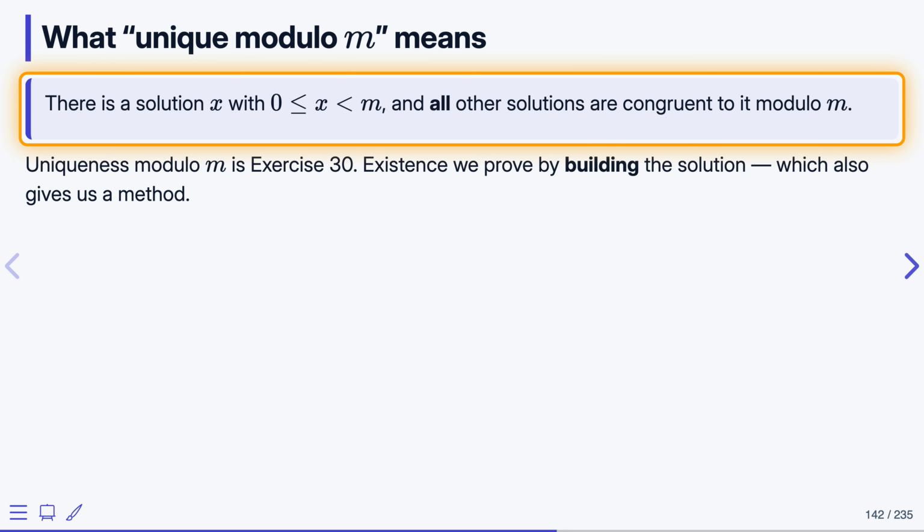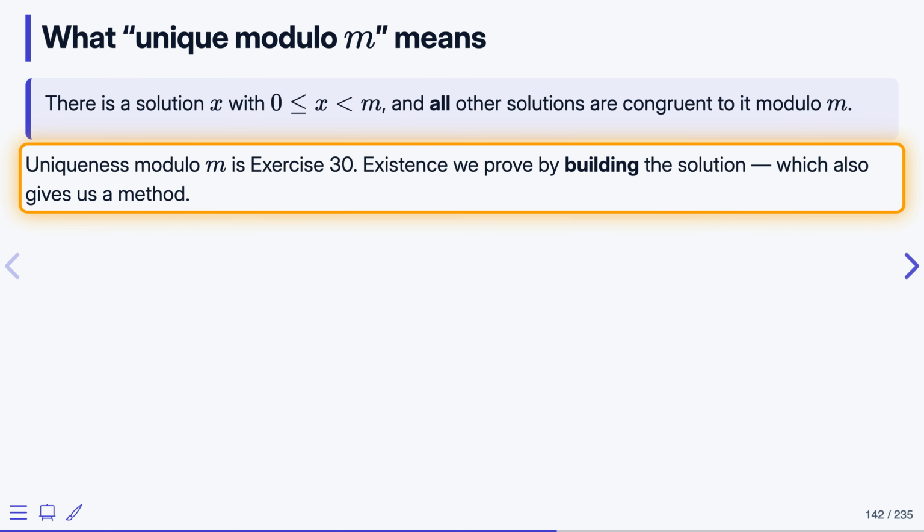Let's be careful about what unique means here. It does not mean there is only one number. It means there is exactly one answer in the window from 0 up to big M minus 1. Every other answer is that one, plus a whole number of big M steps. The book leaves uniqueness as exercise 30. Existence is the interesting half, and we prove it by actually building the solution. That is the best kind of proof, because it hands you a method as well as a fact.